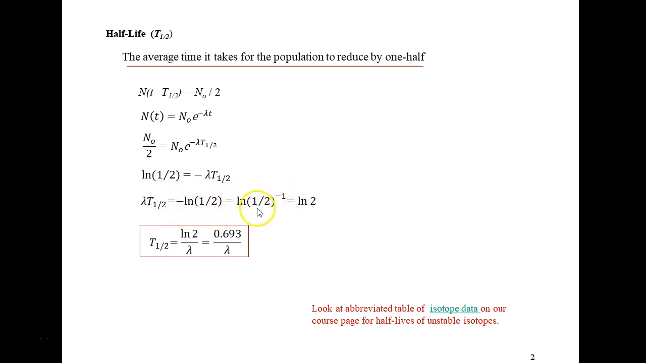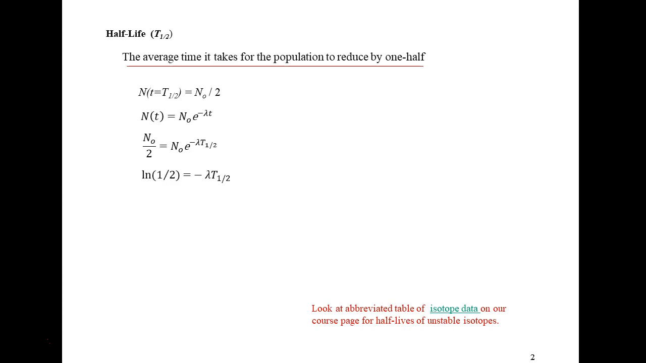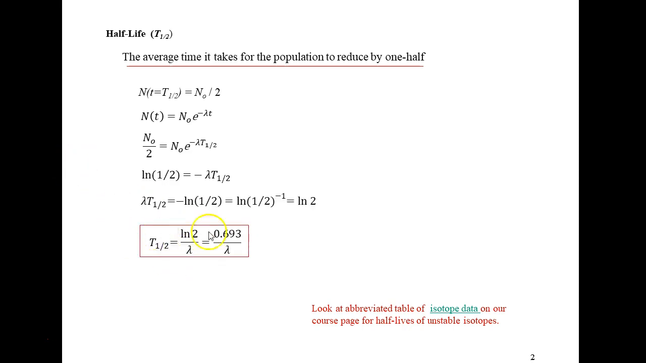But what I'm going to say here is, wait, 1/2 to the -1 is just 2. So I'm going to convert that negative log 1/2 to log of 2. So I end up with the half-life as log 2 over the decay constant lambda. And log 2 is about 0.693 if you want an engineering equation. All right, so we'll use this a lot to get decay constant from half-life or vice versa.